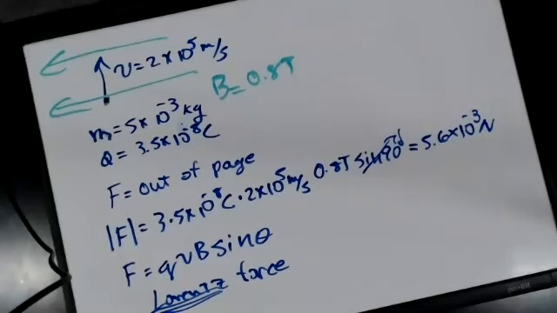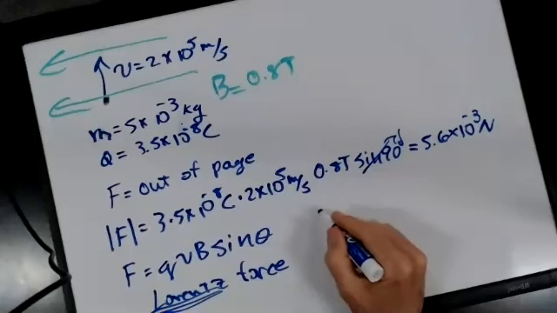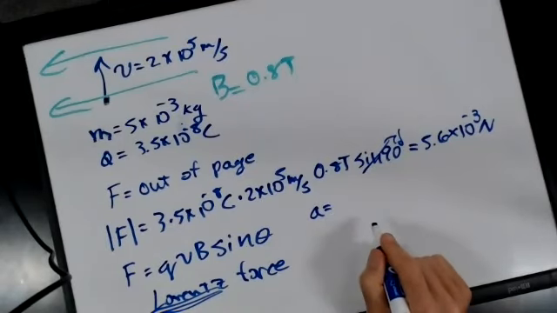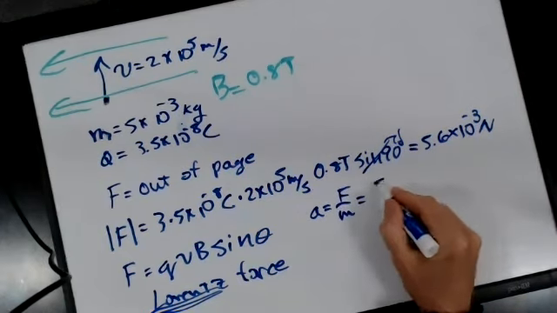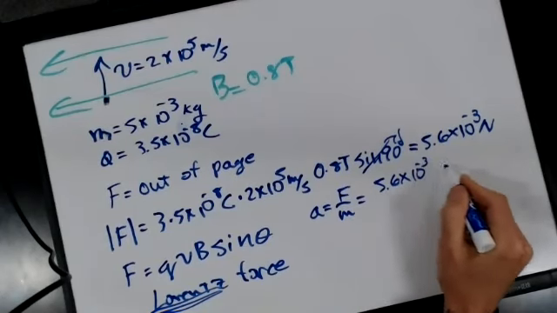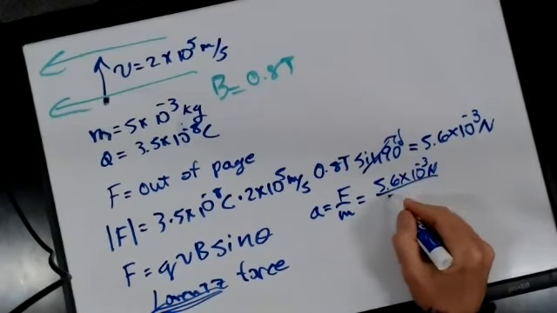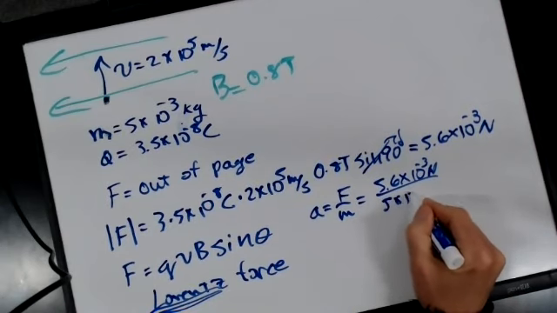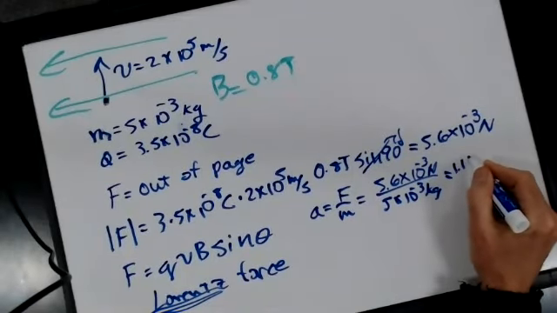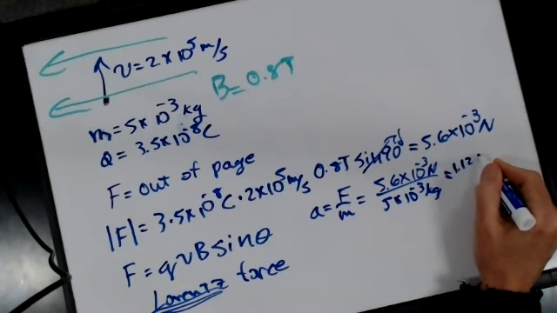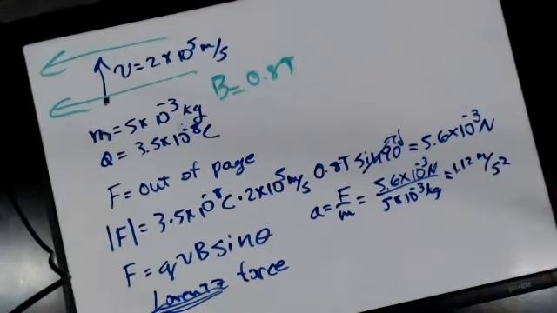Thank you. Yeah, and then I think in part B it says what's the acceleration, and that's jumping all the way back to last semester. Acceleration is the force divided by the mass, and so that would be 5.6 times 10 to the minus 3 newtons divided by the mass, which is 5 times 10 to the minus 3 kilograms. I don't know what that is. It's like 1.12 meters per second squared, something like that. Okay, good.